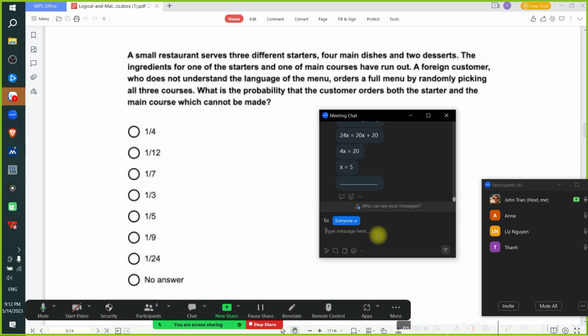So desserts ingredients are still okay, no problem. Một người khách hàng nước ngoài không có hiểu cái ngôn ngữ trên cái thực đơn mới đặt món là nguyên cả một cái menu đầy đủ luôn. He ordered a full menu which means like one starter, one main dish and one dessert, okay? Thực đơn đầy đủ tức là bao gồm starter, main dish và dessert luôn.